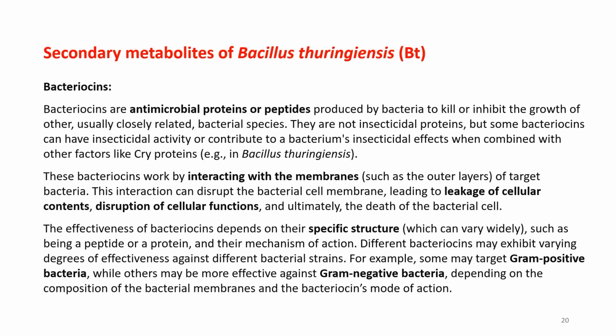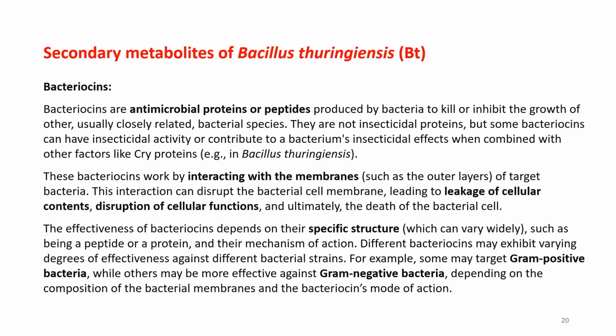These are antimicrobial proteins or peptides produced by bacteria to kill or inhibit the growth of other, usually closely related, bacterial species. They are not insecticidal proteins, but some bacteriocins can have insecticidal activity or contribute to a bacterium's insecticidal effect when combined with other factors like the Cry proteins. These bacteriocins work by interacting with the membranes, such as the outer layers of target bacteria. These interactions can disrupt the bacterial cell membrane, leading to leakage of cellular content, disruption of cellular functions, and ultimately the death of the bacterial cell.